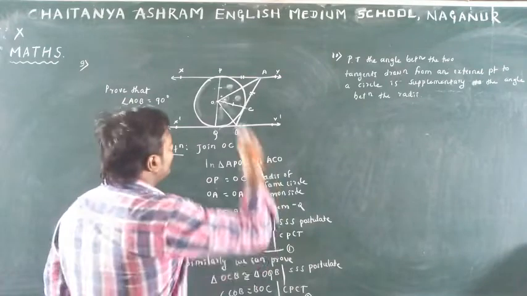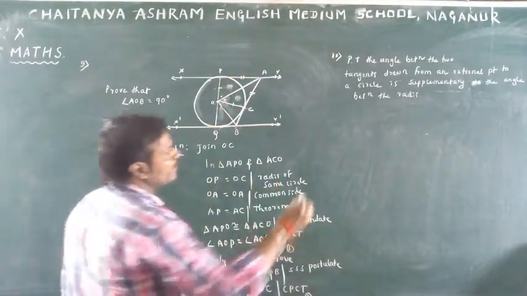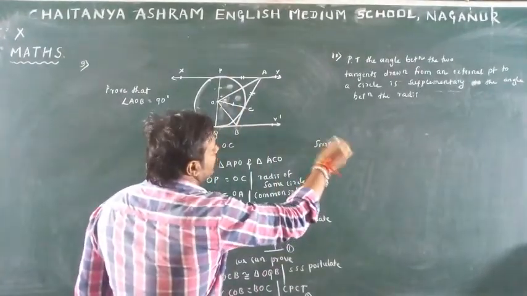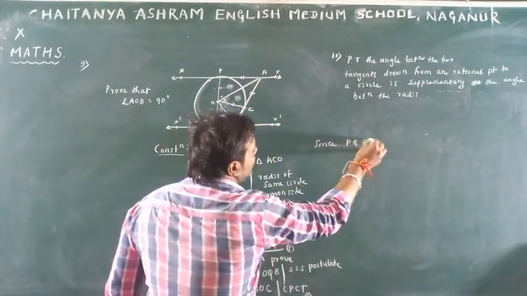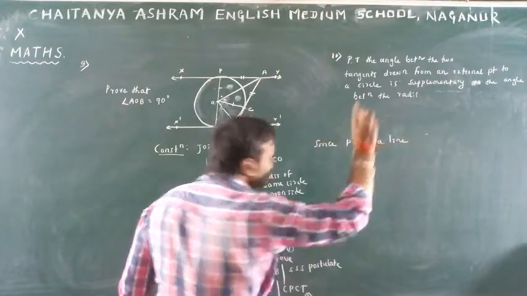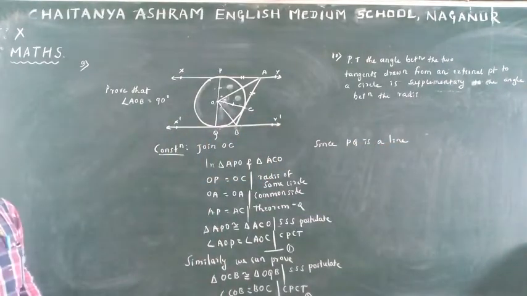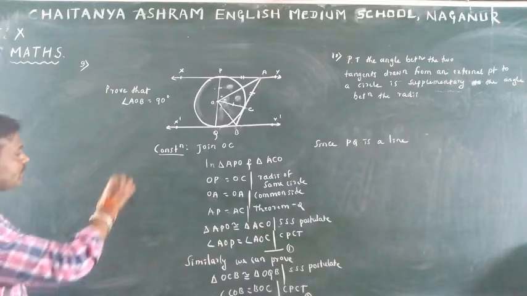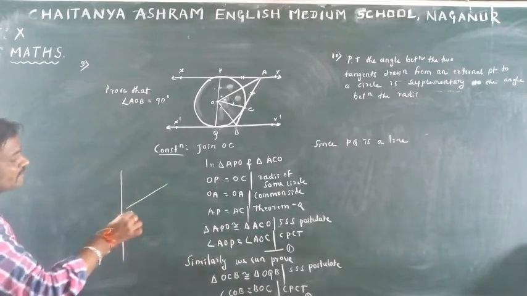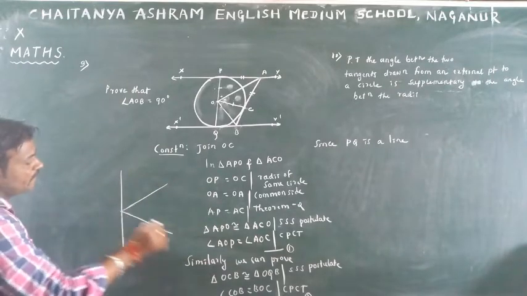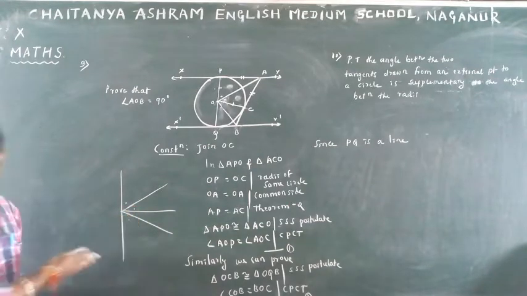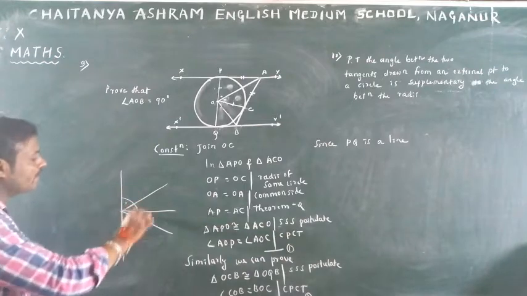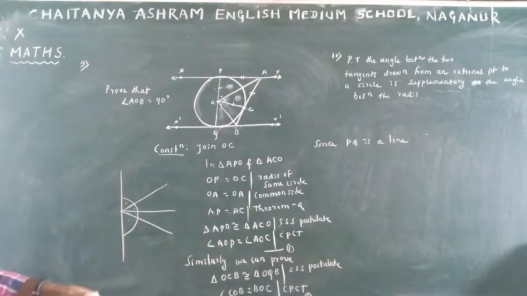Without the circle, PQ is a line. Since in the figure PQ is a line, we know that there are many rays standing on a line. So 1, 2, 3, 4 angles are formed. The sum of all angles on a line is equal to 180 degrees.